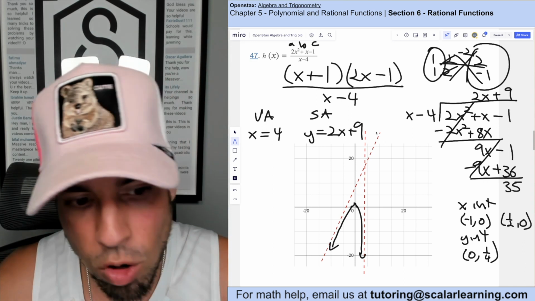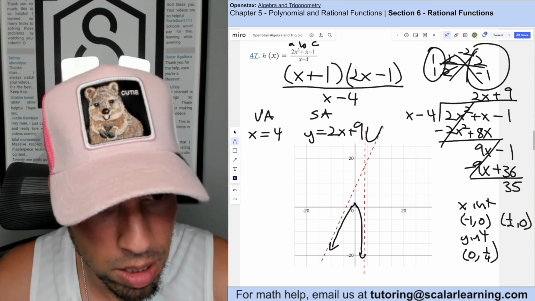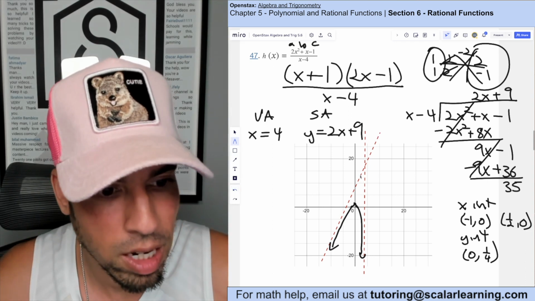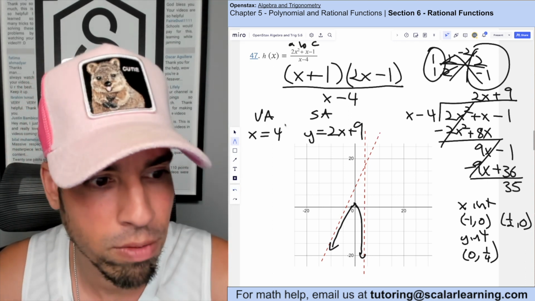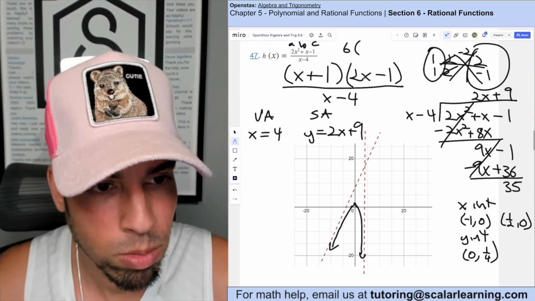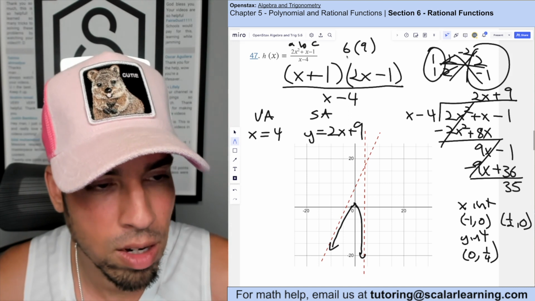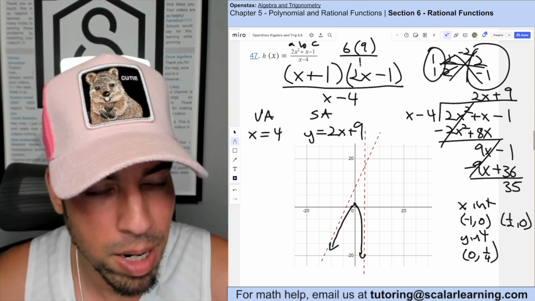We also know pretty likely that the other part of the function is going to be up here. But just to be safe, we can do a nice plug and chug. Why not plug in 5? It's just to the right of that vertical asymptote. So when I plug in 5, I got 5 plus 1 is 6, times 2 times 5 is 10, minus 1 is 9, over 5 minus 4, which is 1. So that's 54 divided by 1 is 54.